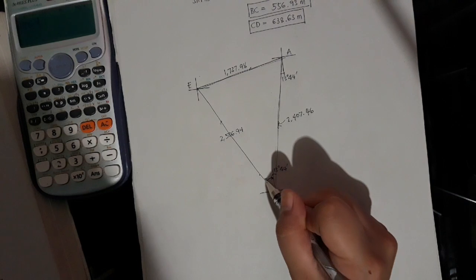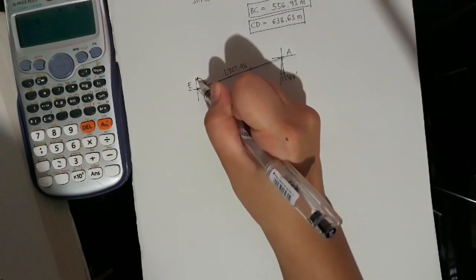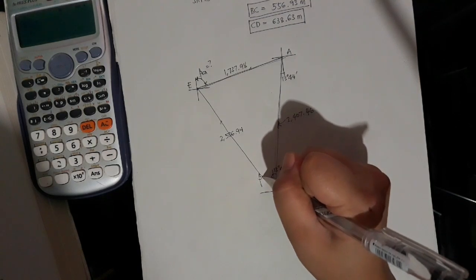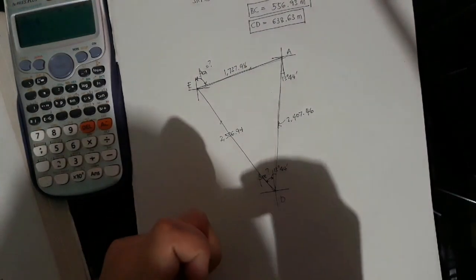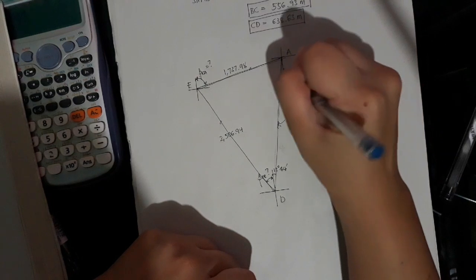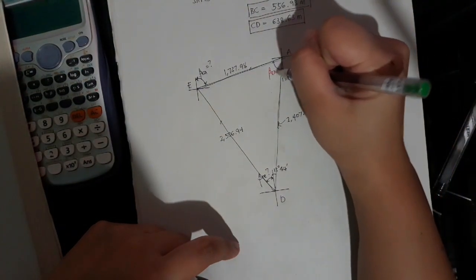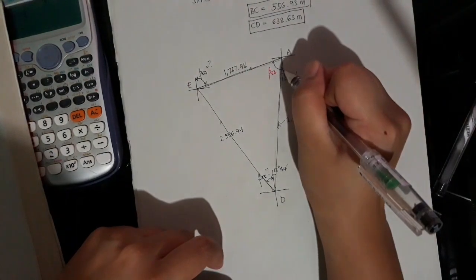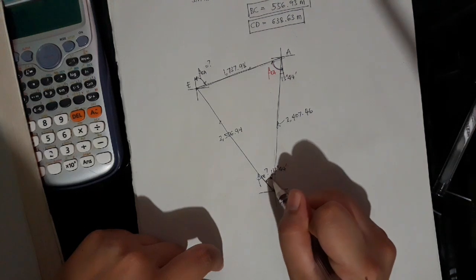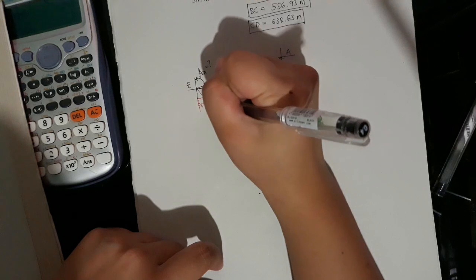DE is in the northwest quadrant, assuming, and EA is in the northeast quadrant. So we have to solve for bearing EA and also bearing DE. If this is bearing EA, this one is also bearing EA, from south to east. And this is bearing DE, north to west, and the forward or backward bearing, south to east, is also bearing DE.